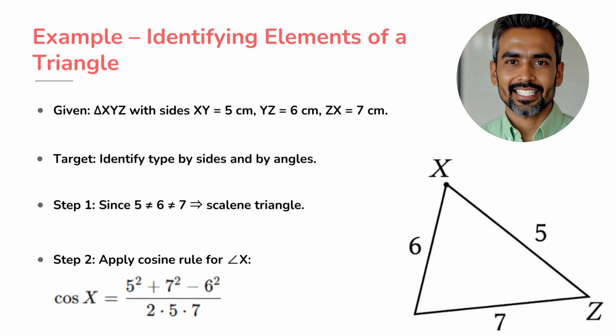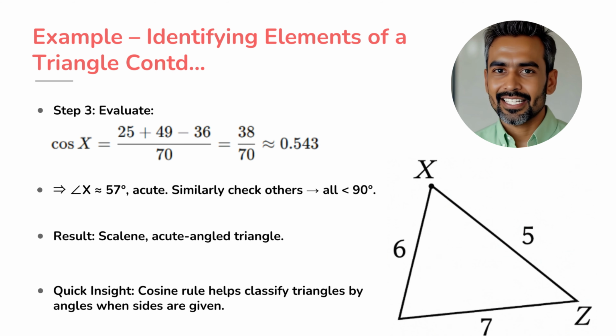Cosine of angle x equals 5 squared plus 7 squared minus 6 squared divided by 2 times 5 times 7. Simplifying, cosine x equals 25 plus 49 minus 36, all divided by 70, which gives 38 divided by 70, approximately 0.543. Taking the inverse cosine, angle x comes out to about 57 degrees. Since 57 degrees is less than 90 degrees, angle x is acute.